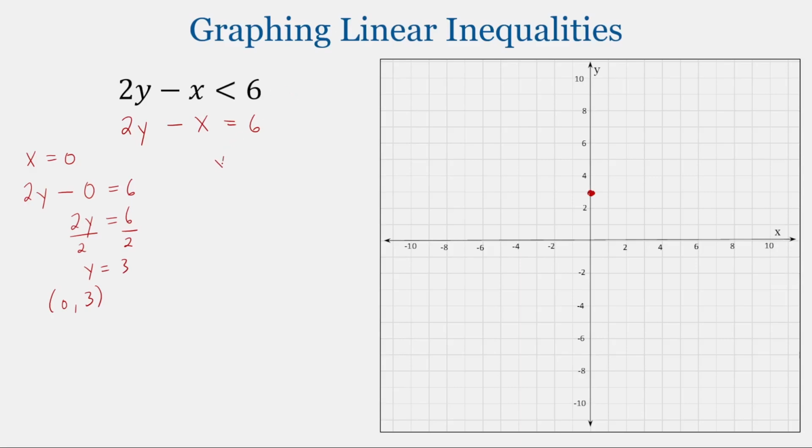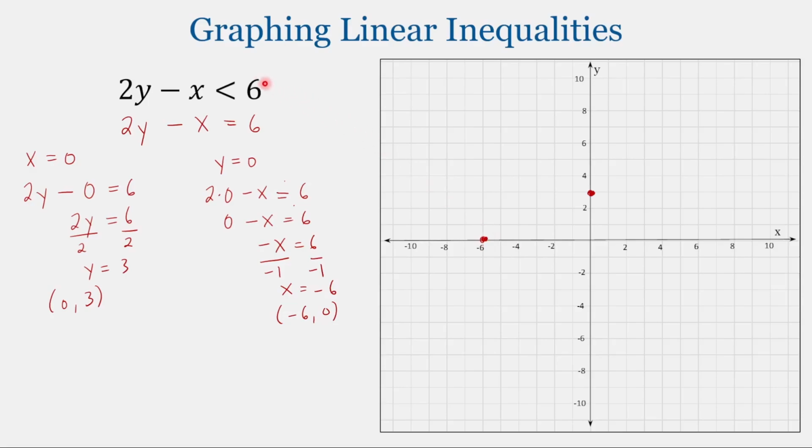For the x-intercept, we have y equal to 0. This gives us 2 times y, so 2 times 0 minus x equal to 6. So this is 0 minus x equal to 6, or negative x equal to 6. Then we're going to divide both sides by negative 1 to solve for x. We end up with x equal to negative 6. We have the ordered pair, negative 6, 0. And we plot that point. We now have 2 points. All you need are 2 points to draw a line.